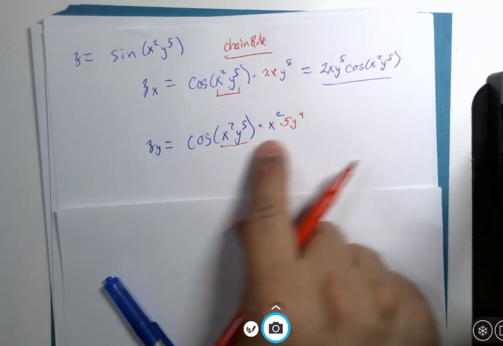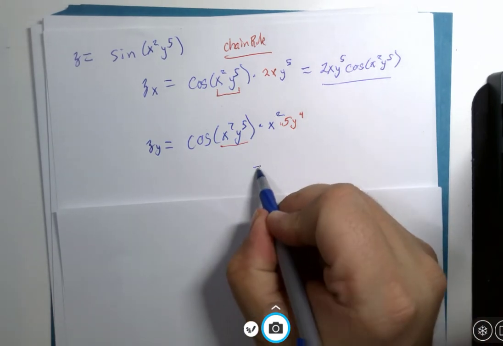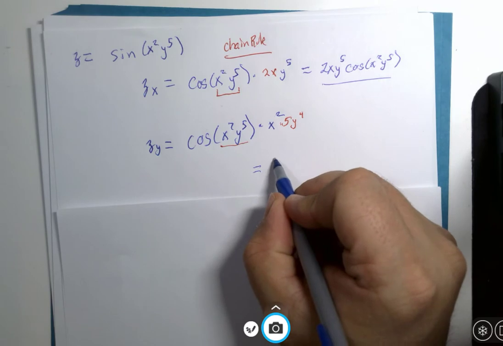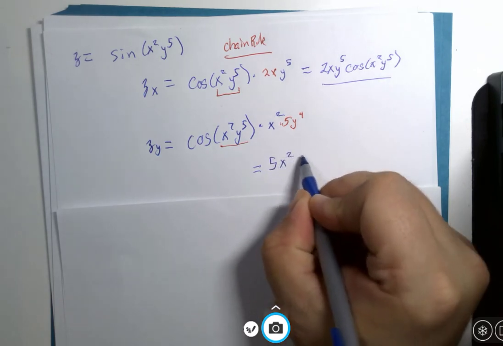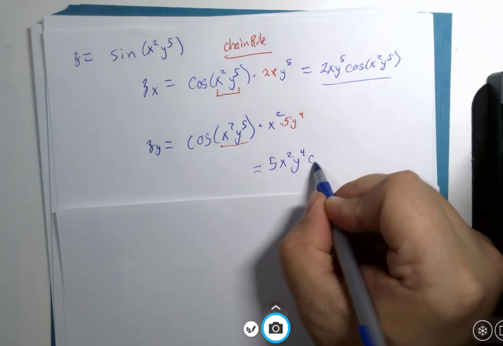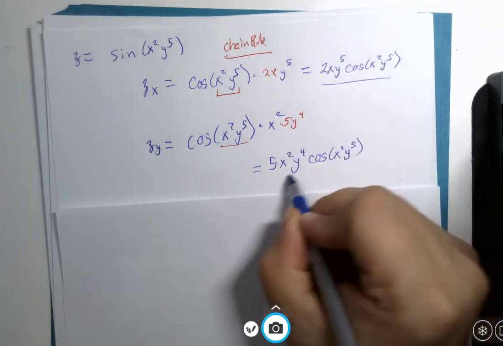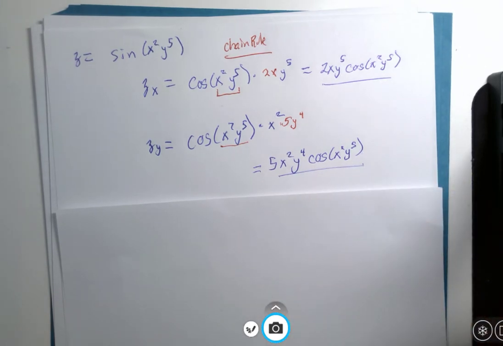Technically, this is not an illegal answer, but I think most of us would say that if you were to look it up or ask an instructor, it's usually going to look like this. Cosine x squared y to the 5th. It's kind of messy.